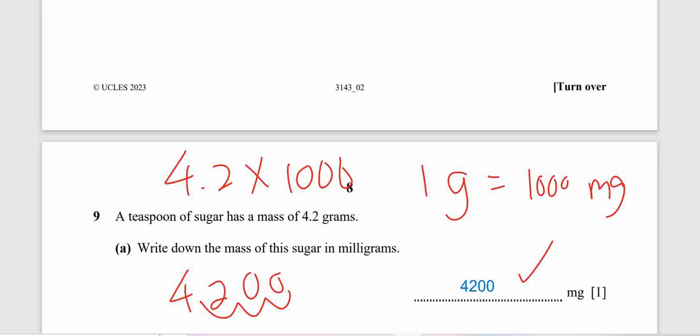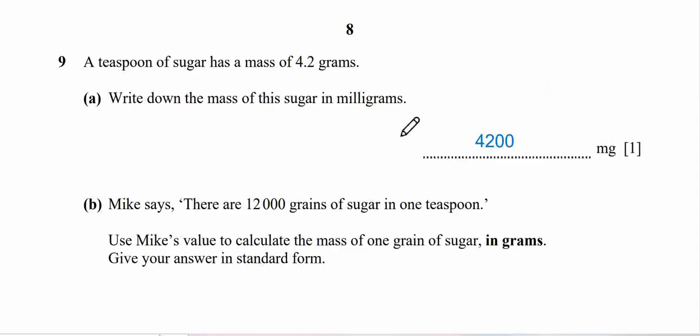Let's move on. Now we are in question B. Mike says there are 12,000 grains of sugar in 1 teaspoon. Use Mike's value to calculate the mass of 1 grain of sugar in grams. Give your answer in standard form. 10 seconds from now. 10, 9, 8, 7, 6, 5, 4, 3, 2, 1.